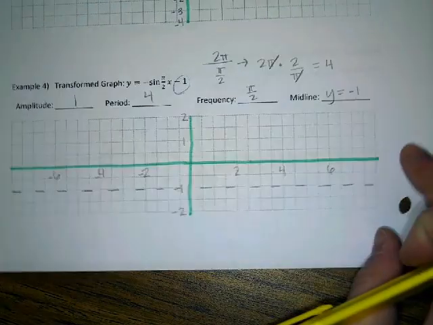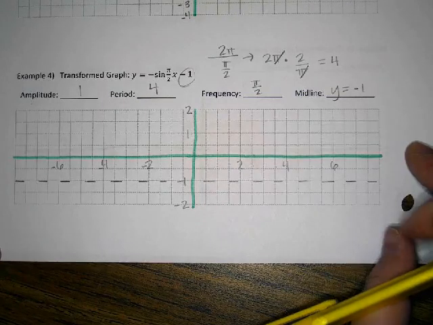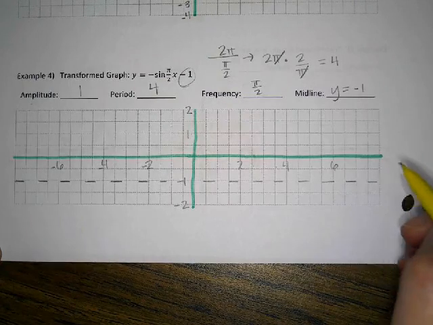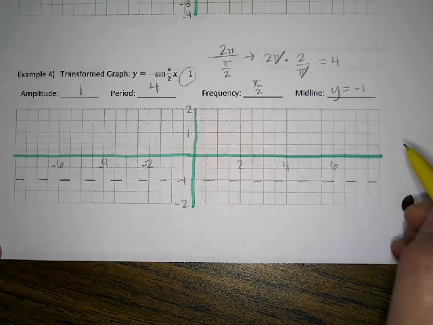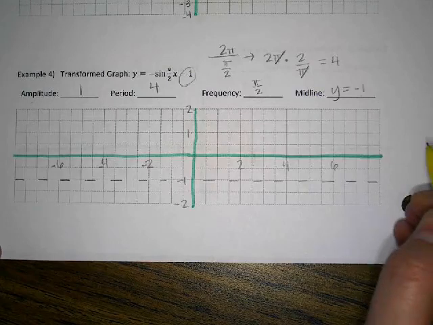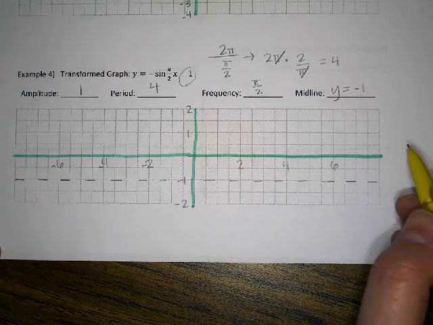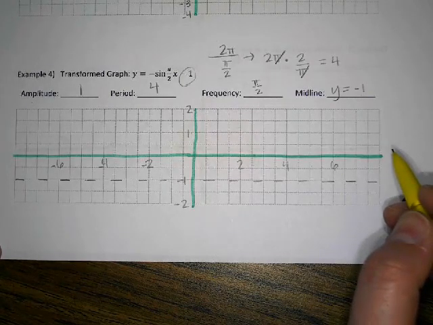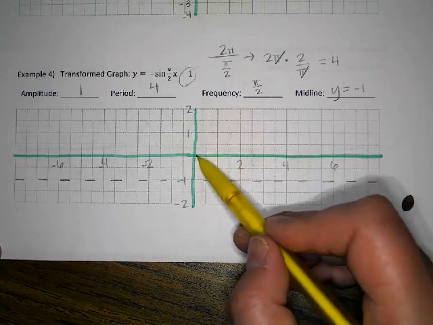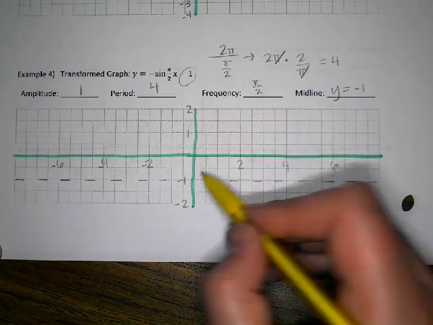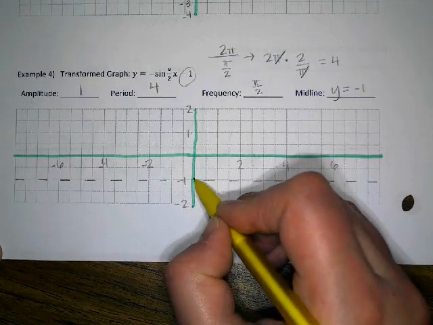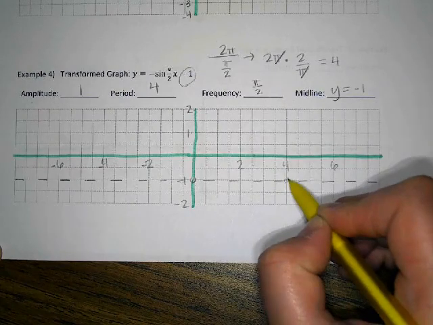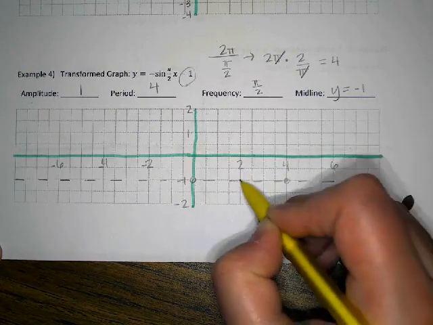All right, so what do we do? Should I draw on the marker or on the midline? On the midline. Okay, so at 0, and at 4, and at 2. So beginning, at the end of where the period is, and then right in the middle. Okay? And then between the first 2 points, what are we going to do?